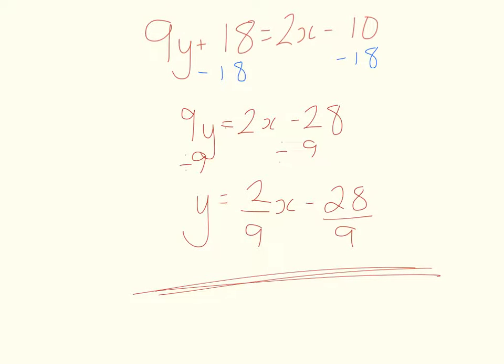So when you have a fraction as a gradient, you need to multiply both sides by the denominator of the fraction.